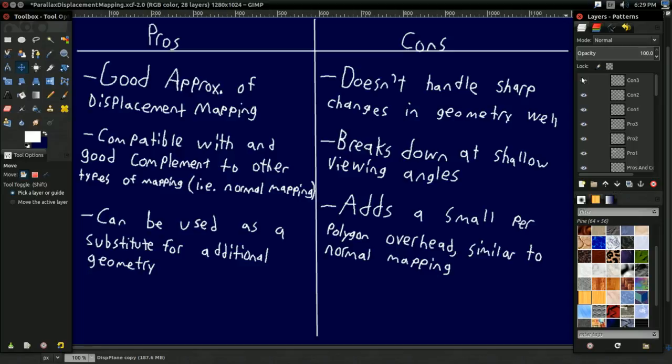And really, that's Parallax Displacement Mapping. So, thank you. Hope you enjoyed. Hope you learned. And I'll see you in the next video, where we're going to be talking about a practical implementation of Parallax Displacement Mapping. I'm going to be taking an actual 3D game engine that doesn't have Parallax Displacement Mapping, and showing you how you can add it in, including some of the challenges that go along with that, and some of the ways to overcome some of these issues, like it breaking down at shallow viewing angles.